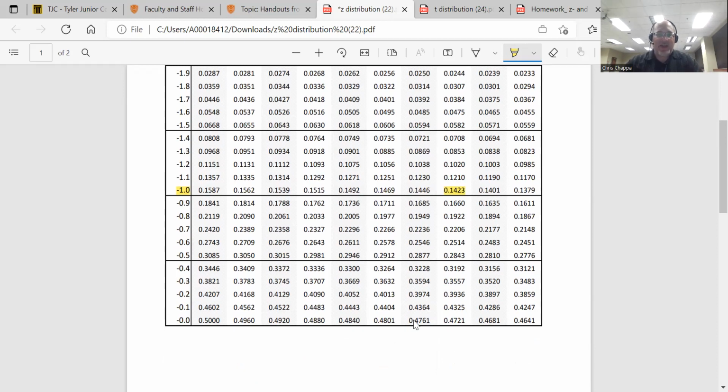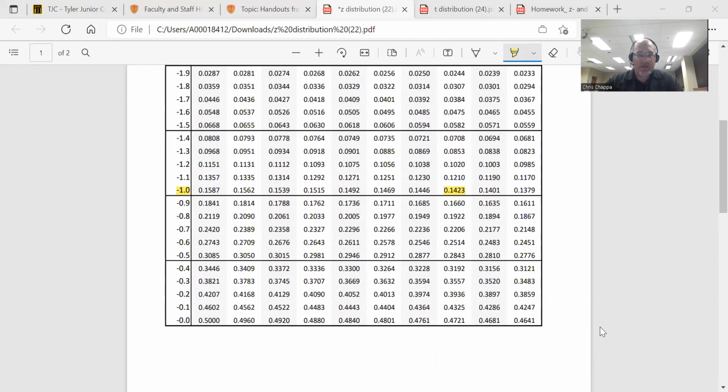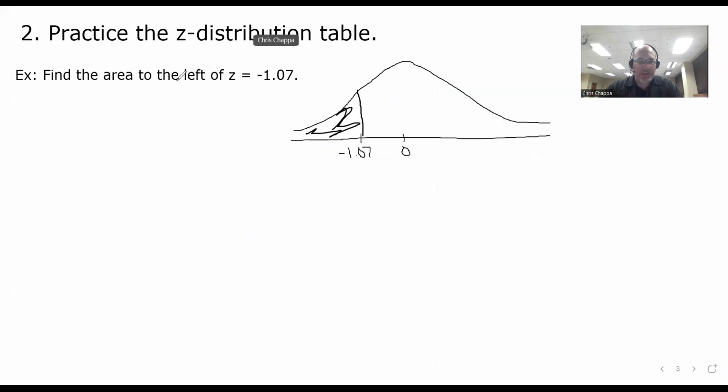So that means that our desired area is, let's get the text box ready. Answer: the area, we have the z-score, is 0.1423. I believe that's what it was.